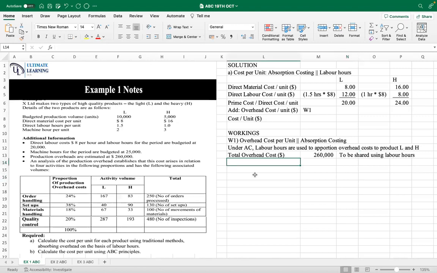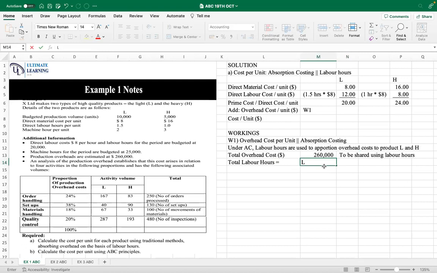Now, what are the total labor hours? The total labor hours, for product L, are 1.5 hours per unit times the number of units. 1.5 times 10,000 units to get the total number of hours for product L.